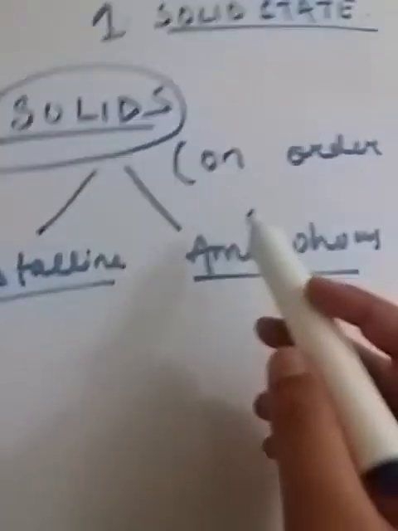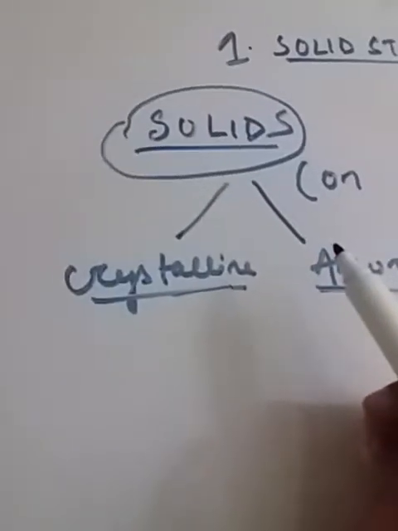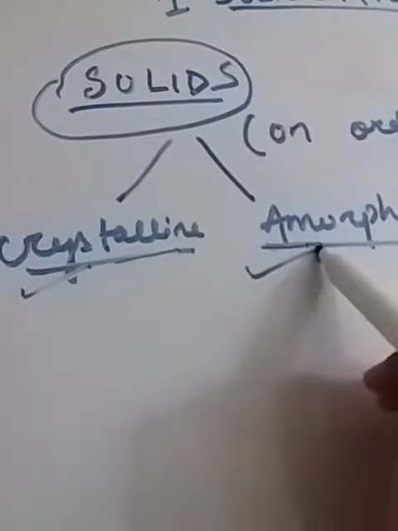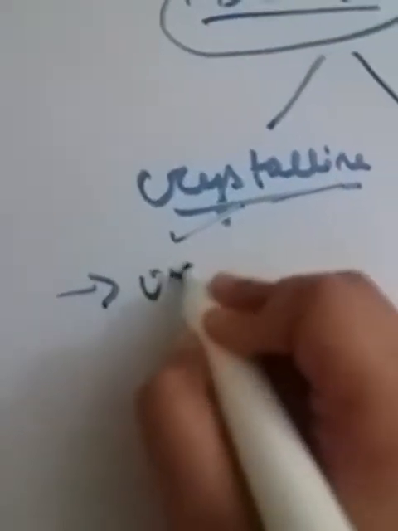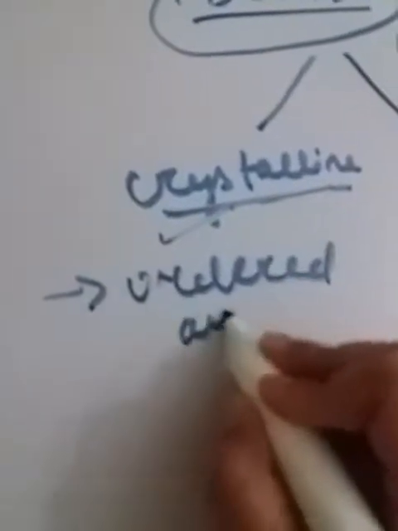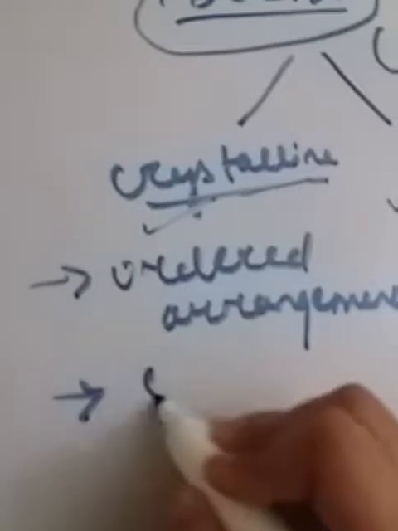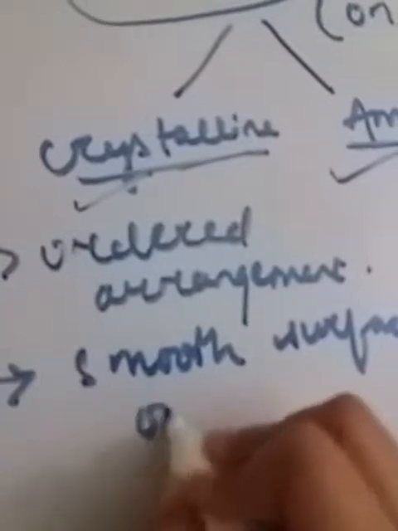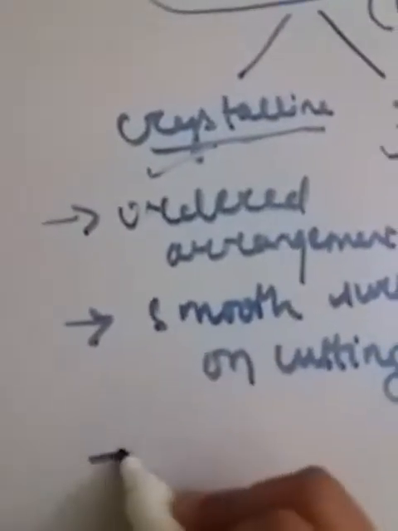Then solids, on the basis of order, are of crystalline type and amorphous type. In crystalline and amorphous, we'll see what is crystalline structure and what is amorphous structure. Here you will find ordered arrangement. Then if you cut, you will get smooth surfaces. So ordered arrangement, smooth surfaces on cutting, then long range order.